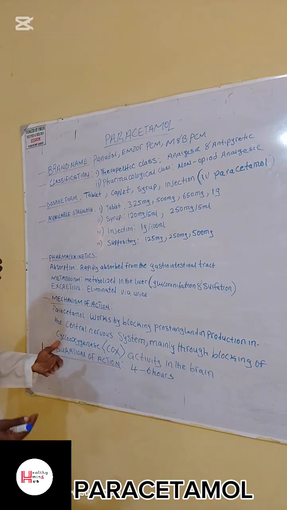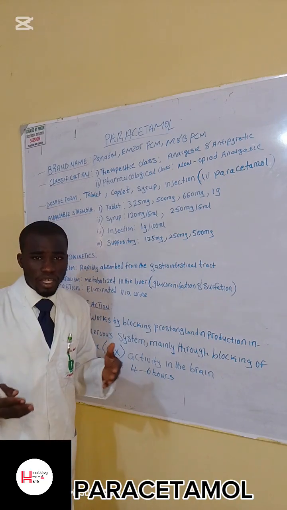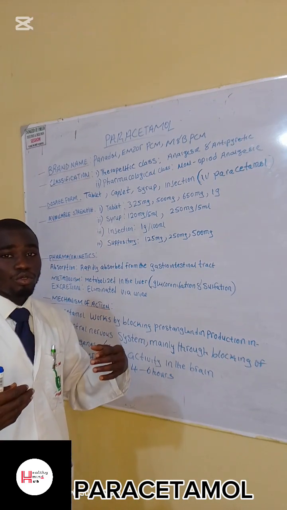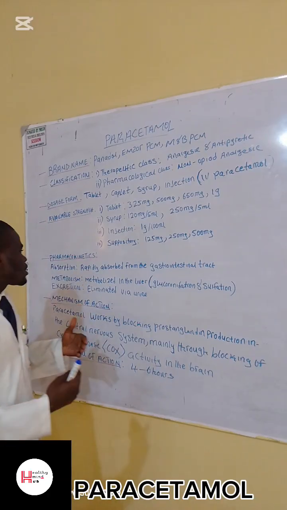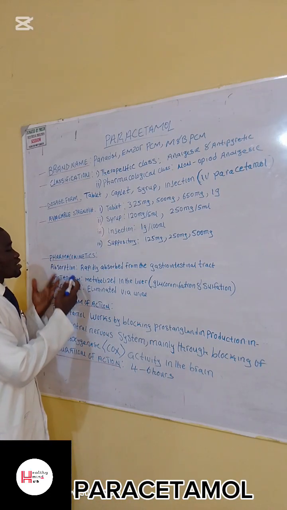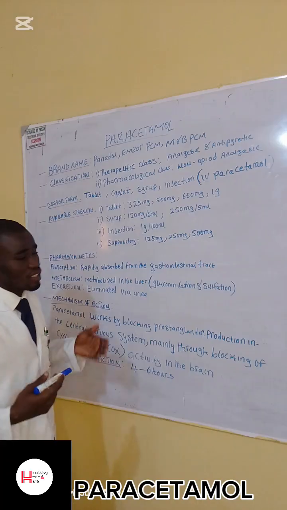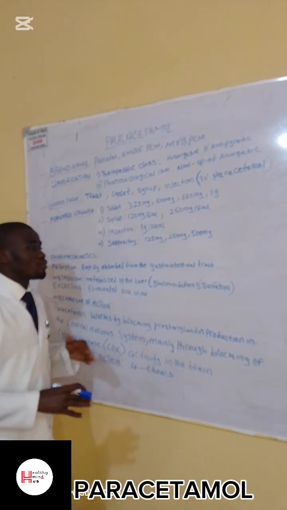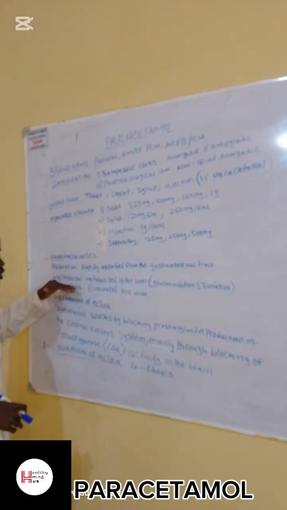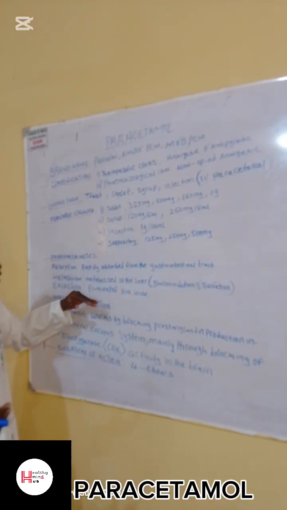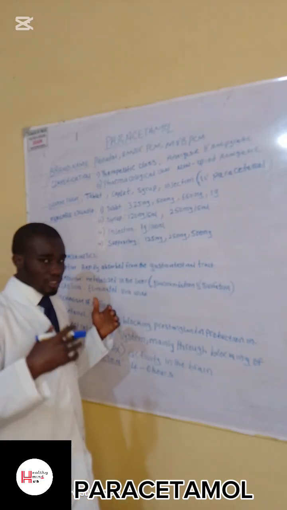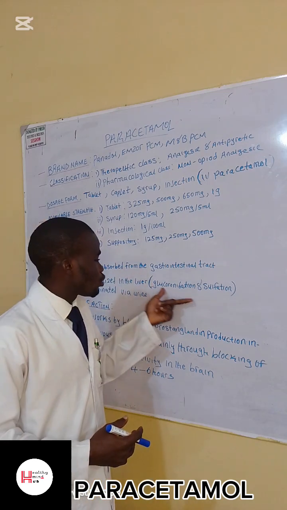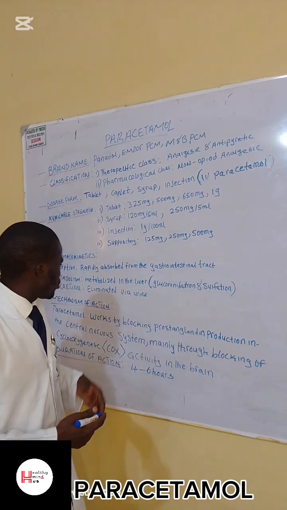And what are the pharmacokinetics of paracetamol? We all know that pharmacokinetics is what the body does to the drug. Paracetamol is rapidly absorbed from the gastrointestinal tract, that means from our stomach and intestine. For metabolism, it is metabolized in the liver, as most drugs are, through glucuronidation and sulfation.